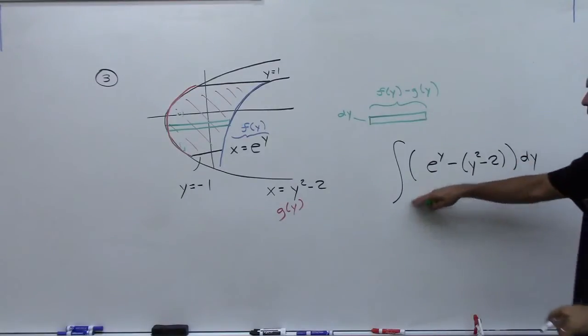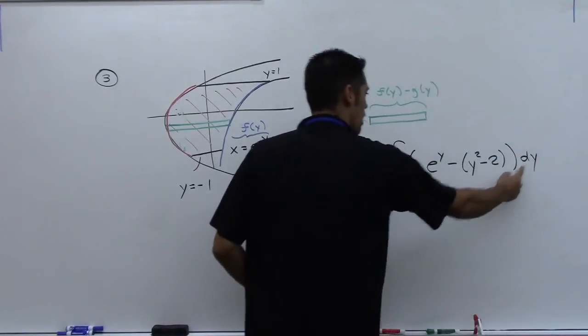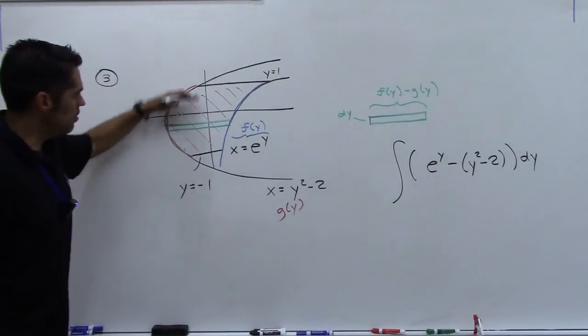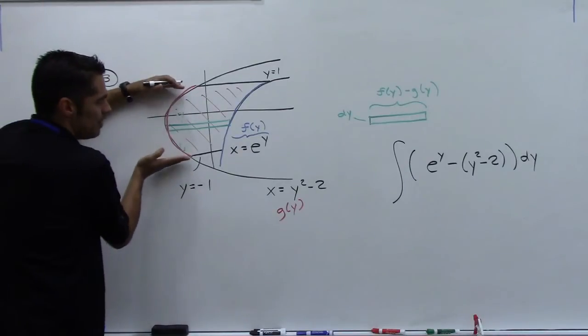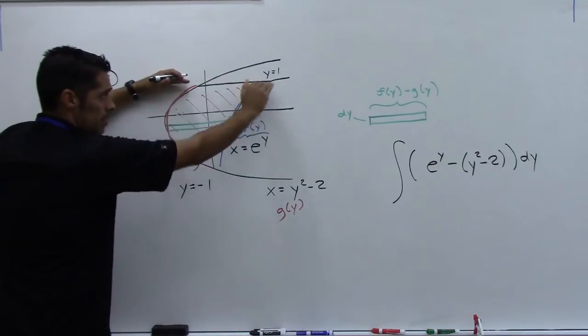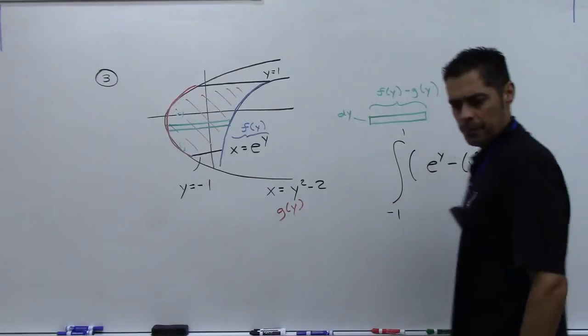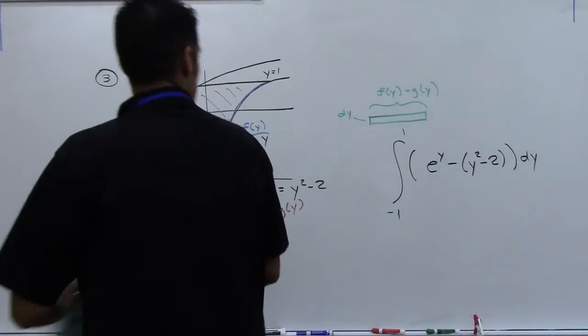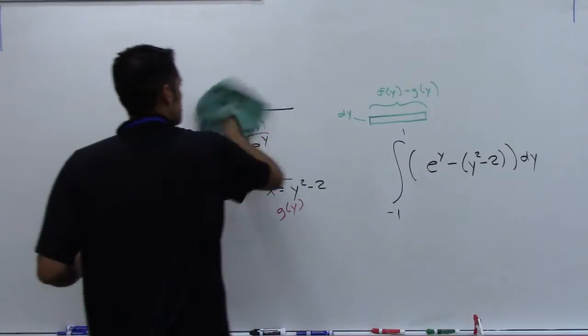Now I just need to figure out what I'm integrating from. Since I'm integrating with respect to y, I'm looking at where this region starts and stops in terms of the y values. And they actually give that to us. They say start at y equals -1 and at y equals 1. So I'm just going to go from -1 to 1. And that's it. Now we just need to clean that up and integrate, and we're done.